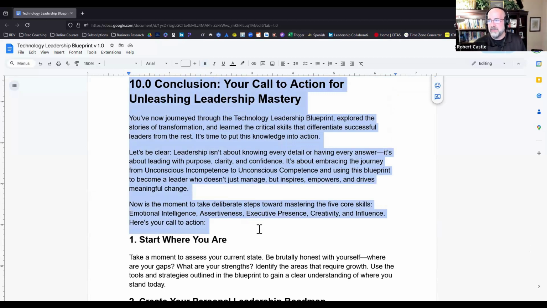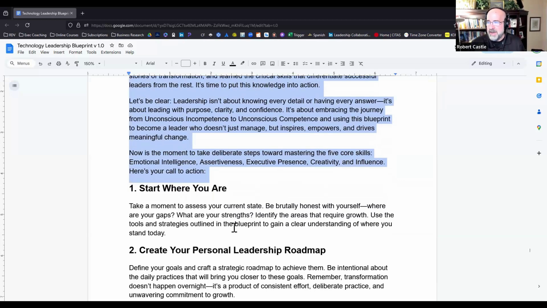And it's about embracing the journey from unconscious incompetence to unconscious competence, and using this blueprint to become the leader who doesn't just manage, but inspires, empowers, and drives meaningful change. Now is the moment to take deliberate steps towards mastering the 5 core skills.